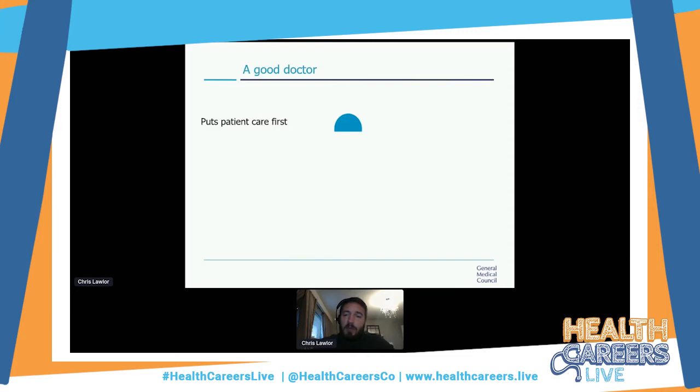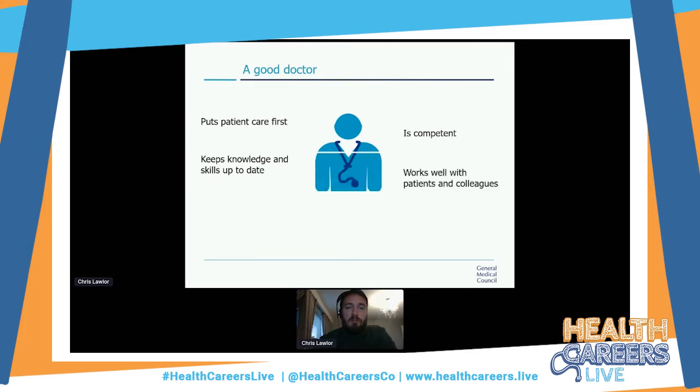Some good points coming through there around teamwork and good time management, absolutely. So we think that a good doctor is competent, and I'm sure if any of us at any point in our lives are patients, we would be hoping to be treated by a competent doctor. And I think actually we probably take that for granted. I think when we go and see the doctor, I certainly, from my own personal perspective, take for granted that I am seeing a competent doctor who keeps their knowledge and skills up to date. So we've got works well with patients and colleagues.